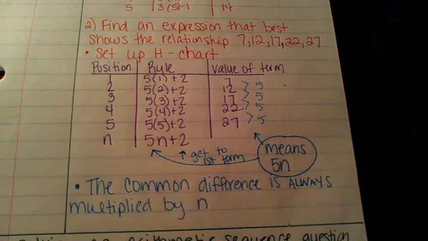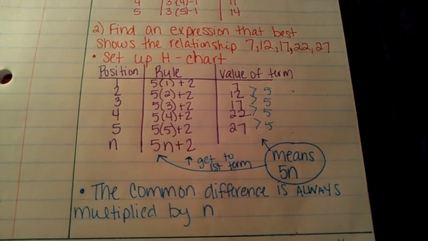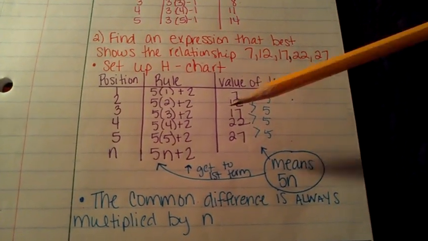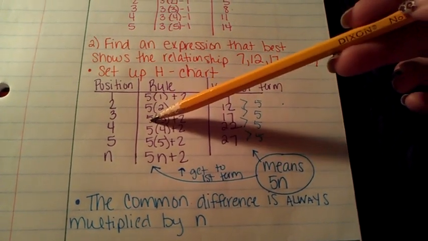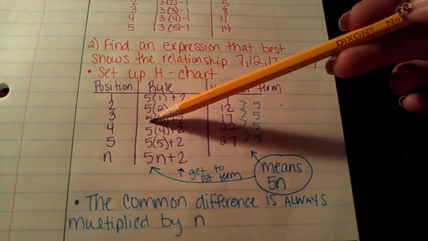The common difference is always multiplied by n. It's basically what starts your rule or your expression. Common difference starts your expression. Okay.